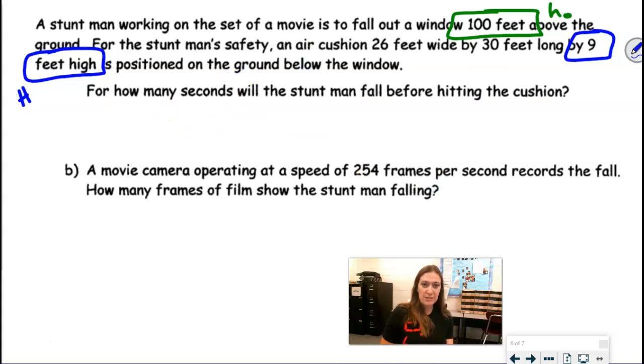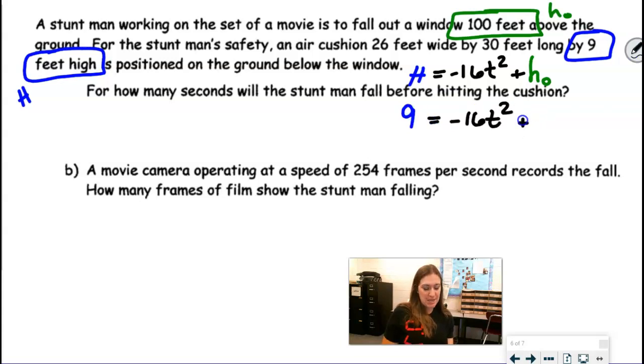Remember, the equation that they just gave us was h equals negative 16 t squared plus the initial height. So plugging in those clues that we were given, the final height is not the ground this time because that would hurt. His final height is going to be 9, the height of the cushion. And then negative 16 is the gravity constant for acceleration due to gravity. And then his initial height was 100.